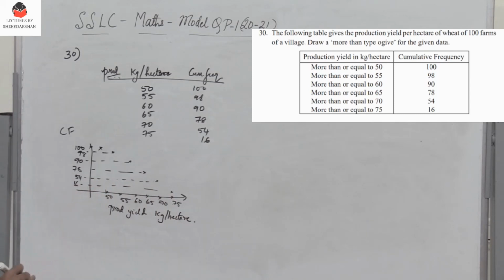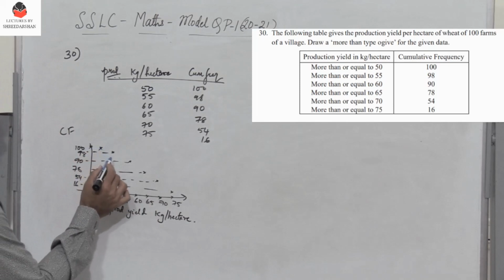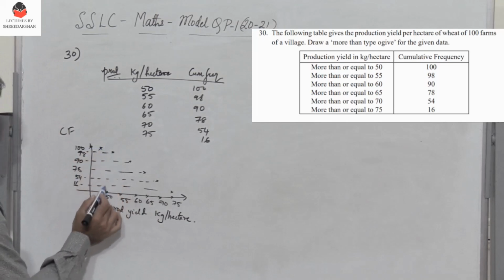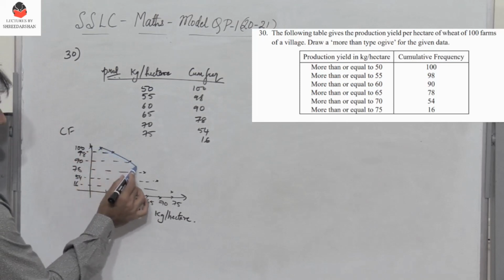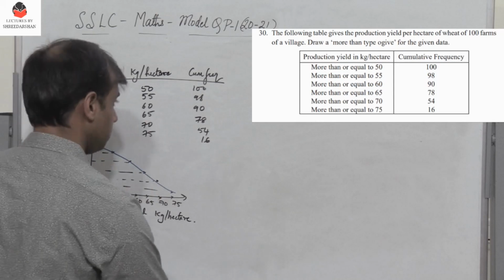So when you combine or join all these points, you get something like this. Alright, so from 100 to 98 you get a graph like this. So this is a very simple problem. So let's move on to problem 31.